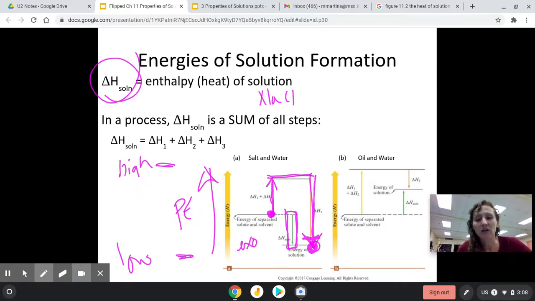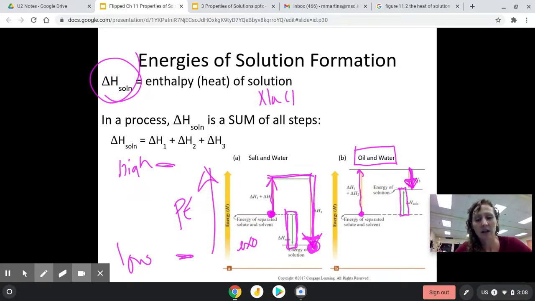You can look at B over here. This would be oil and water mixing. So if you take oil and water and you separate them from their own thing, so oil separated from oil, water separated from water, and then you mix them together, notice that the oil and the water don't actually stabilize each other very much. So you get this very small change in energy.